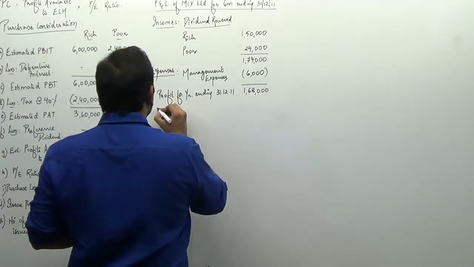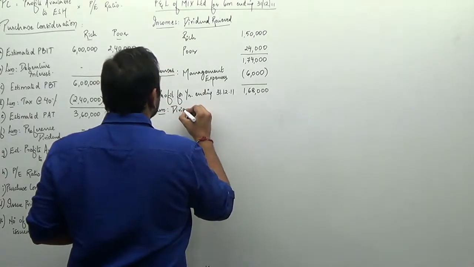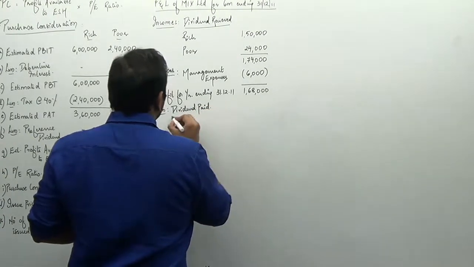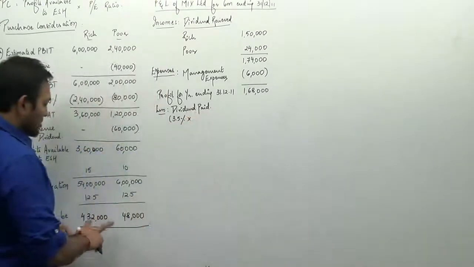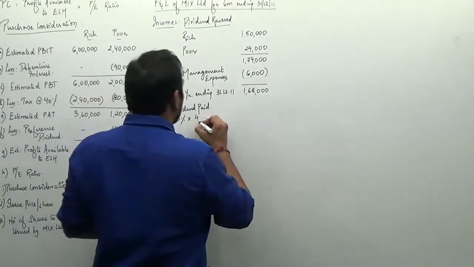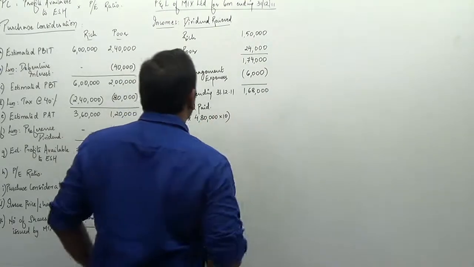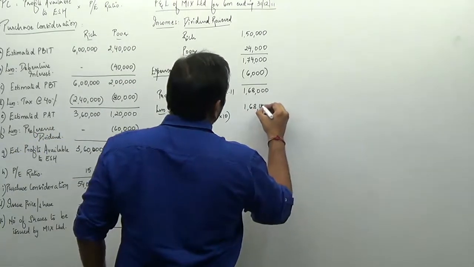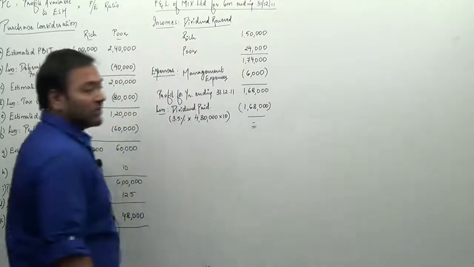I will only consider dividend paid less. He is paying 3.5% dividend on how many shares? 4,32,000 plus 48,000. The total number of shares are 4,80,000 shares. Each share of 10 rupees each. How much is this? 1,68,000. My profits remaining are zero.